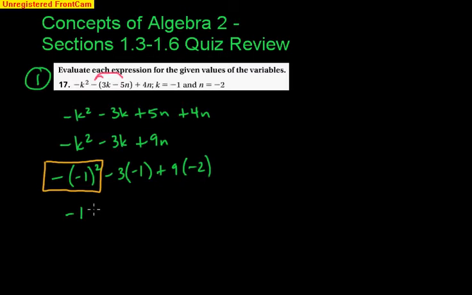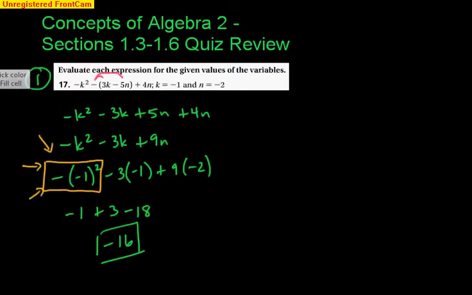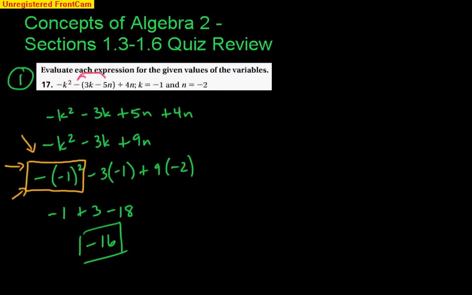Minus 3 times minus 1 is positive 3. And then positive 9 and negative 2 is negative 18. So then we will combine them together. Negative 1 plus 3 is 2, minus 18 is negative 16. There you go. So just be tricky with this box right here. Watch out for that. Don't mess it up. Square it first, then apply the negative.